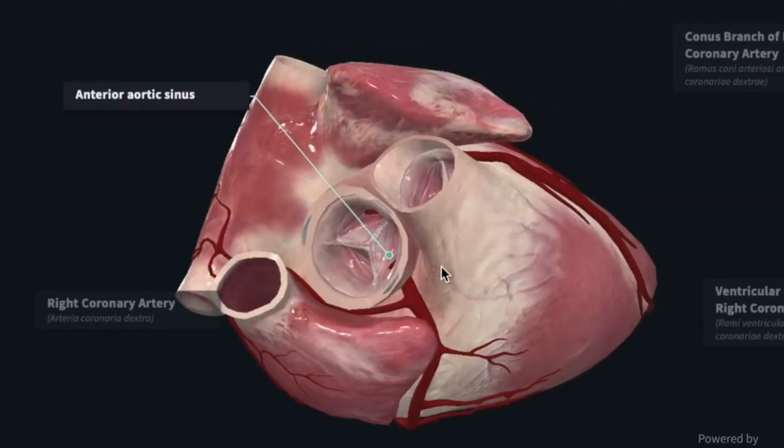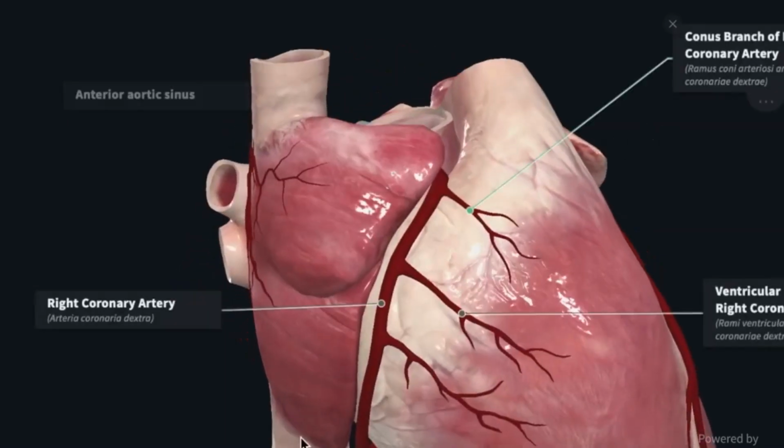The right coronary artery will continue to pass along the atrioventricular groove, where a number of large ventricular arteries arise, one of which is the right conus branch, which supplies the anterior ventricular surface and the anterior pulmonary conus here. This artery often anastomoses with the corresponding left conus artery, which arises from the left coronary artery.